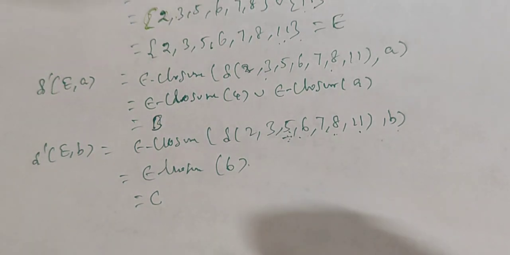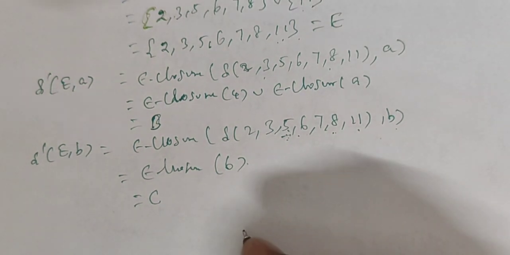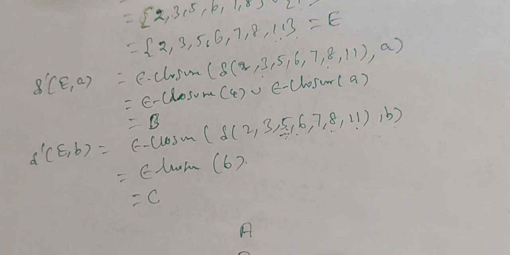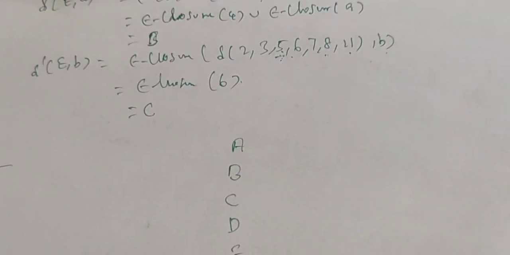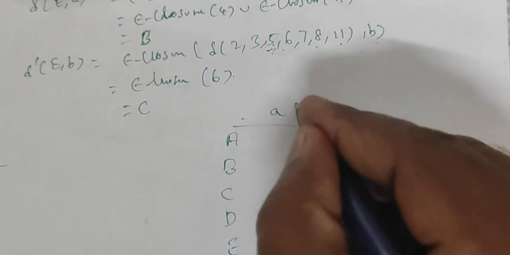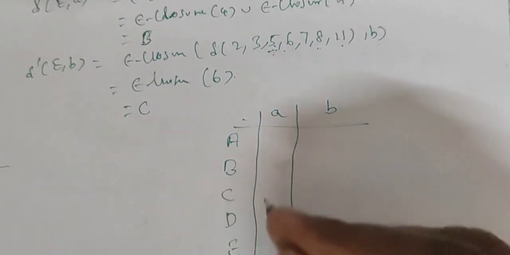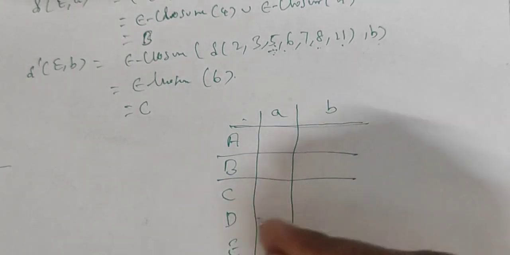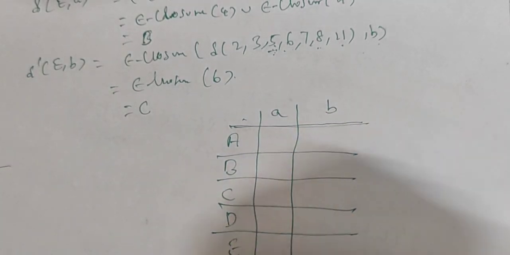In the transition table, there are 5 different states: A, B, C, D and E. There are 2 inputs now, A and B. Now we have to first construct a transition table, and from that you have to construct a transition diagram.